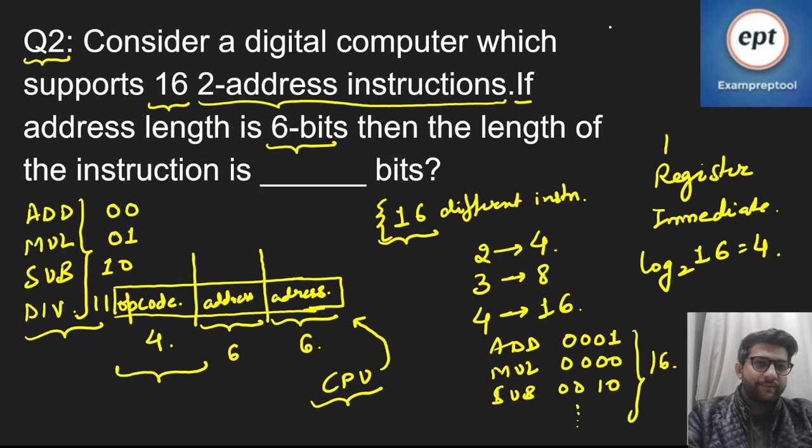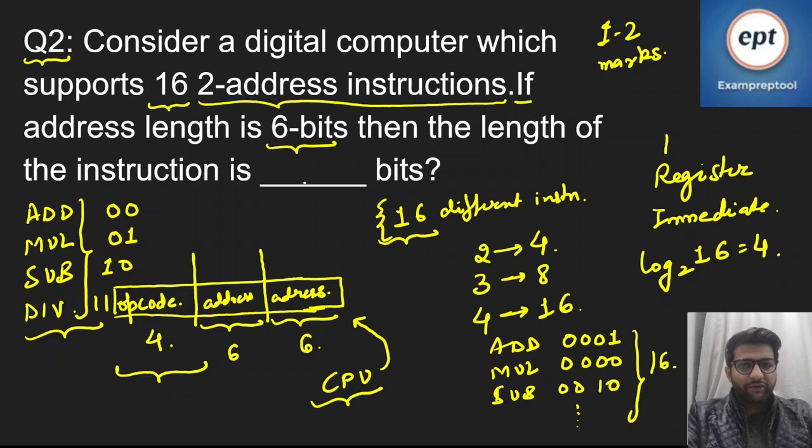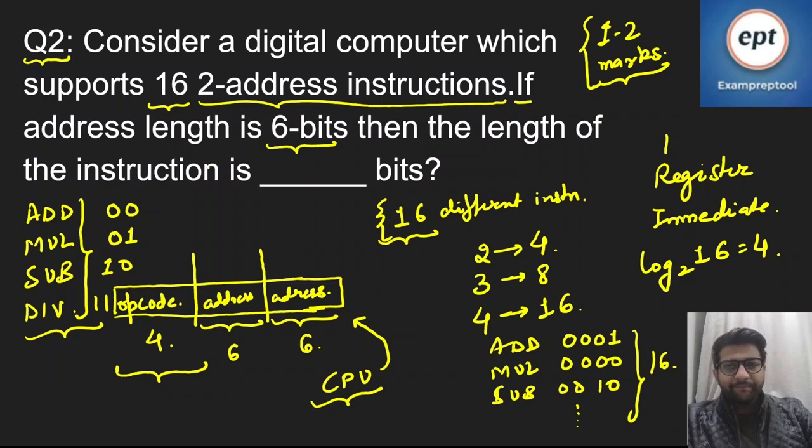Usually around 1 to 2 marks of questions are generally present in the GATE exam from this concept of either instruction or addressing mode. These types of questions are very easy to solve, so you do not want to miss these marks if you want to improve your rank. Just try to revise this concept.